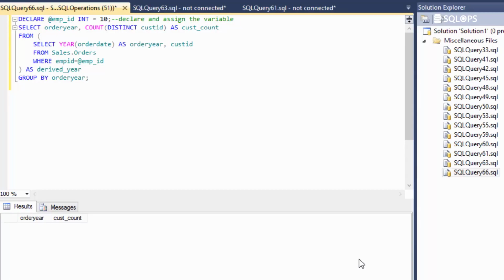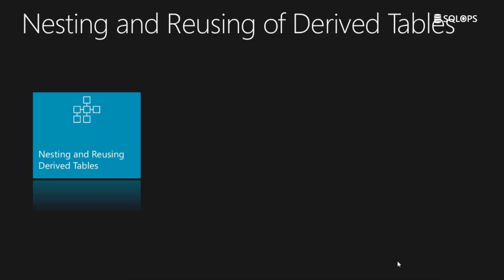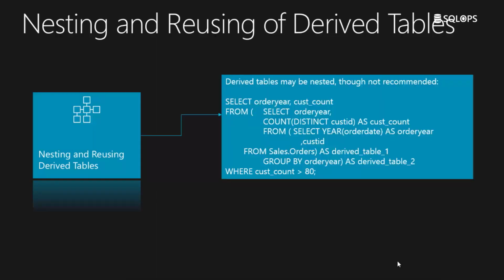Now let's see how to nest the derived tables. Since a derived table is itself a complete query expression, it is possible for that query to refer to a derived table expression. This creates a nesting scenario. Although it is possible, it is not recommended because it is hard to maintain and hard to read.